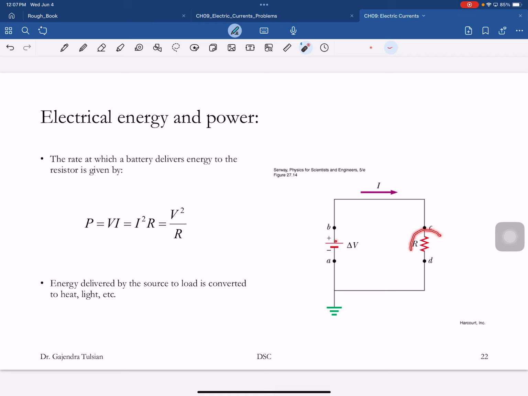So the rate at which energy is delivered to this device, that's power. If V is the terminal voltage, this is the rate at which this is delivering power, and that's going to that thing. So the rate at which power is delivered to the load is V times I. V is the voltage across, times I, or I squared R. I is the current flowing through the device, R is the resistance of the device, or V squared over R. So the rate at which the battery delivers energy to the resistor is given by that. Energy delivered by the source to the load is converted to heat, light, etc.